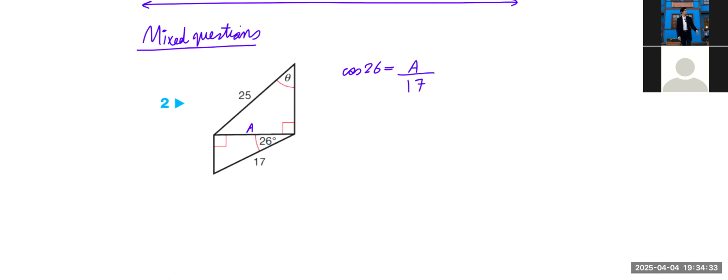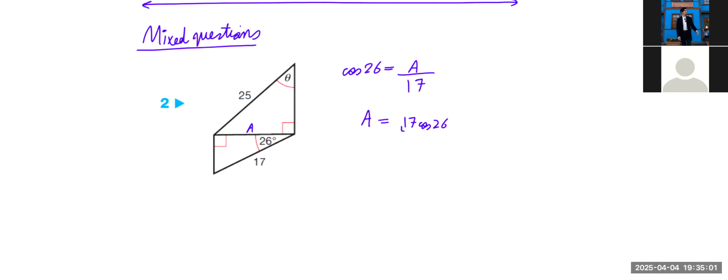So then A is equal to cos 26 times 17. I like to put the 17 first because otherwise it can accidentally look like I'm multiplying 26 by 17, which is impossible. You could also put brackets, and that also works, but this looks cleaner to me. It's also written this way in research papers and such. Obviously you don't need to worry about that yet, but we put the number first.